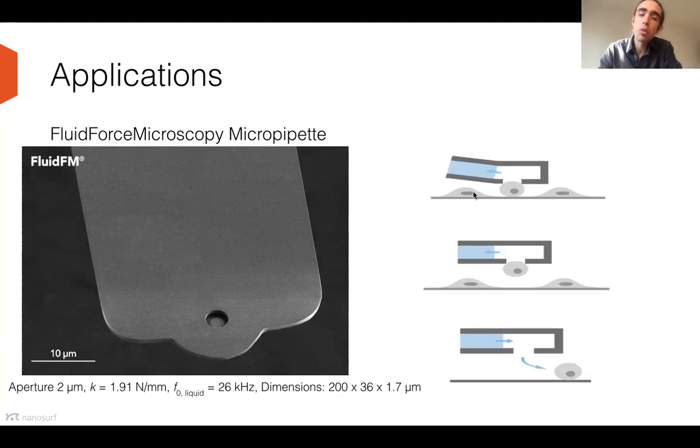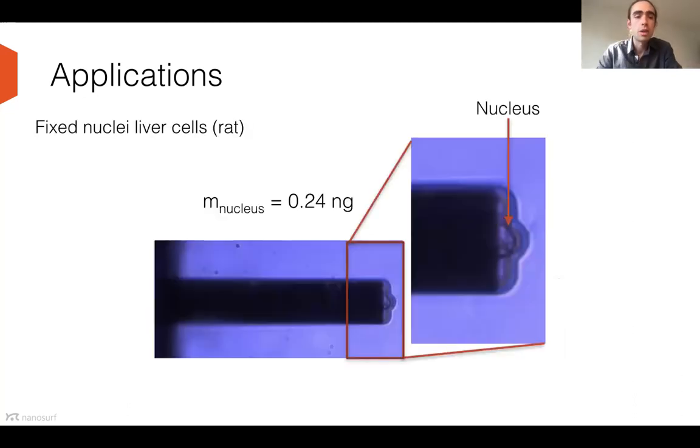And now being in liquid, you would be able to just suck, or so in air, you would be able to suck a cell of interest to that aperture, go up, do your measurement, or remove it, or spit it out somewhere else. This, for instance, we have applied to some nuclei of liver cells. And here you see, for instance, red liver cells. Here you would see such a nucleus. And in this case, we have measured the nucleus to be also quite small compared to the mammalian cells, like the full cell, weighing about 0.24 nanogram.